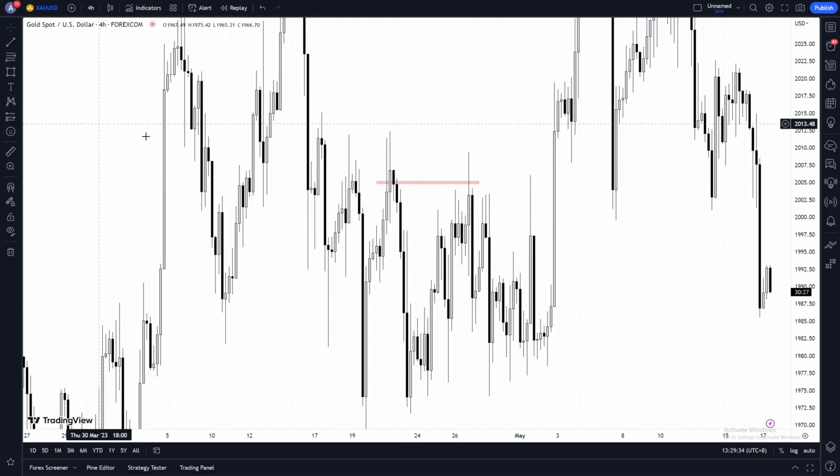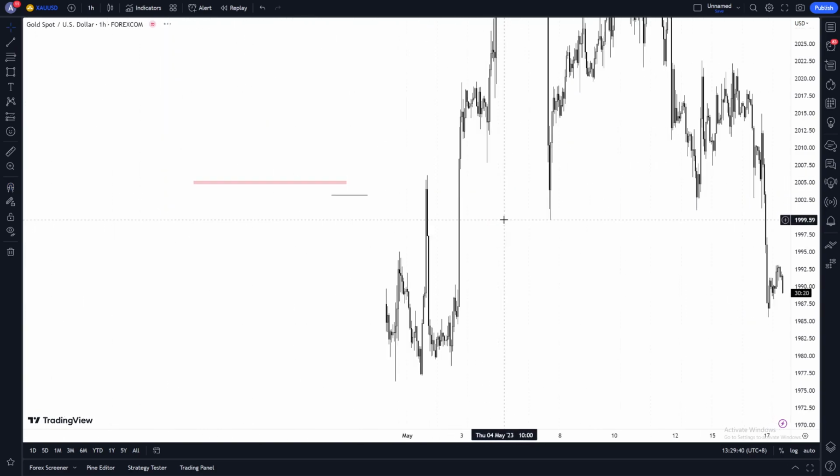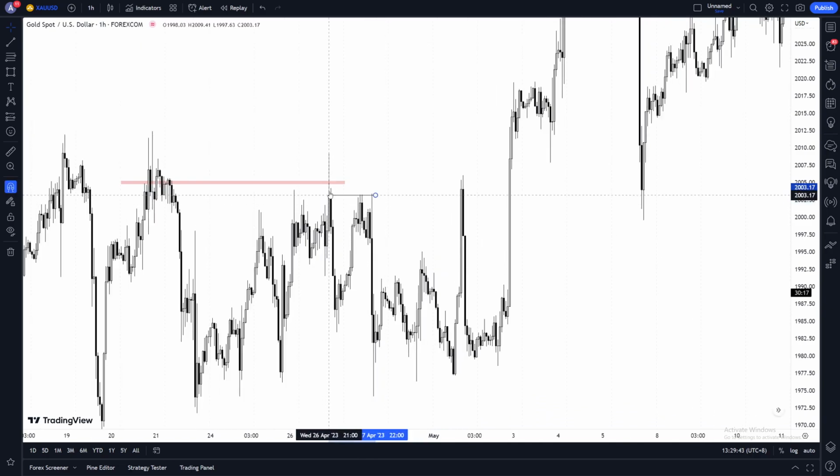Okay, we won't use a pink line just to differentiate between higher time frame zones and entry points. So I hope you guys now understand. Oh, okay, that's how he was still able to keep himself in the trade.